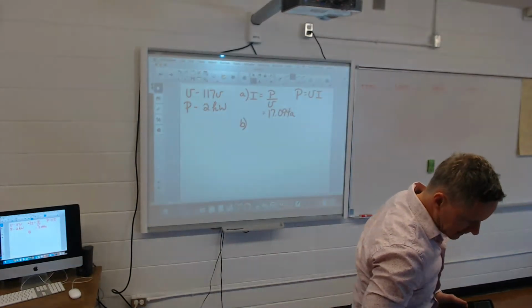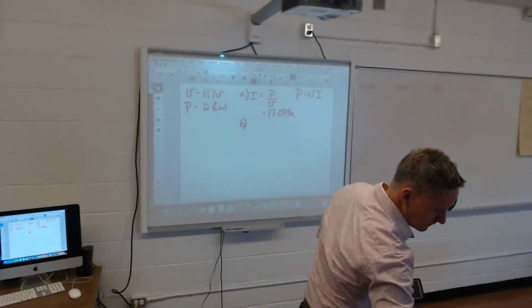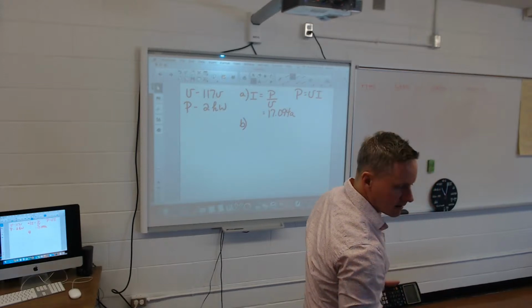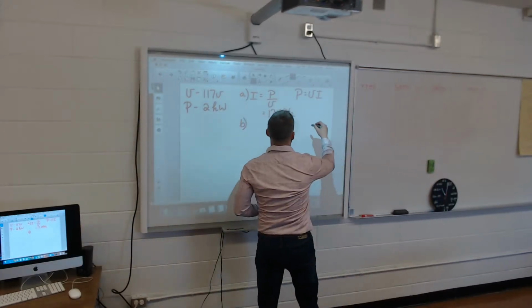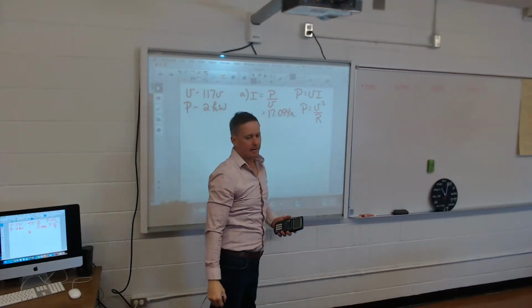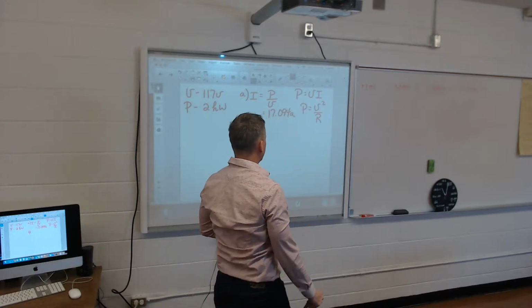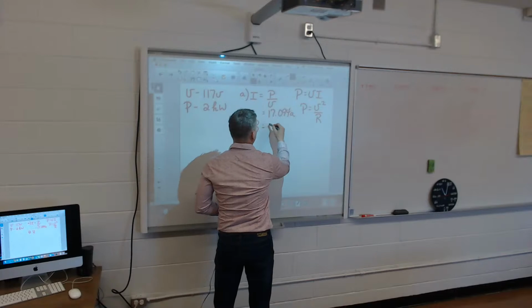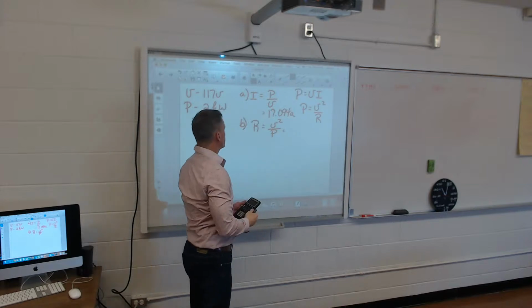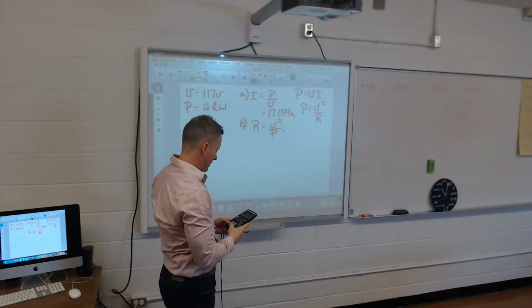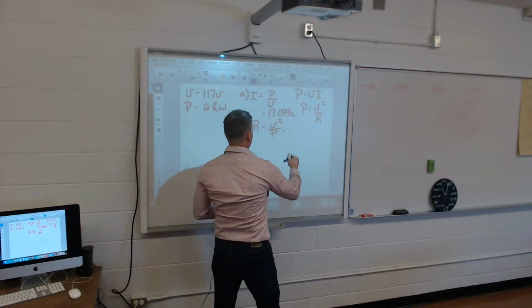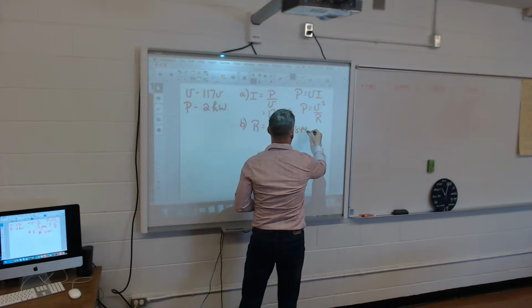B says, what is the resistance in the furnace? So power is equal to V squared over R. I wouldn't use the I here, just in case I made an error in the first one. So R is equal to V squared over P. My resistance is 117 squared divided by 2,000, so I get 6.8445 ohms.